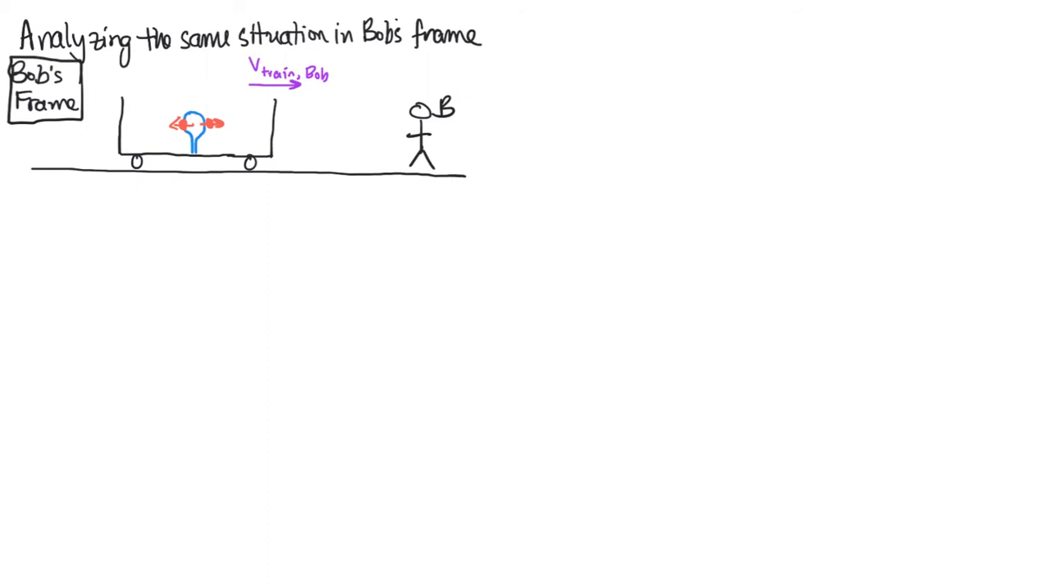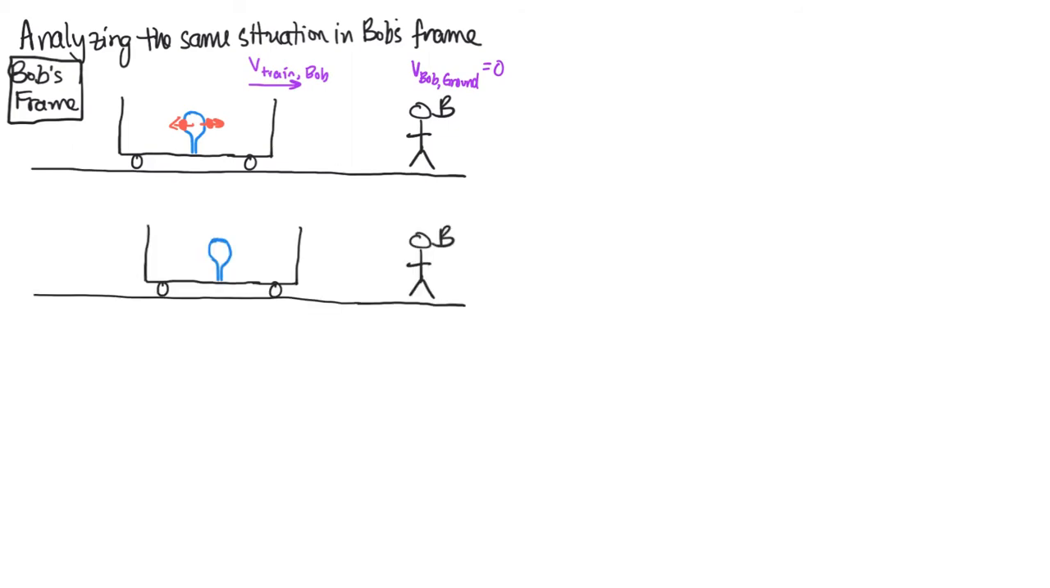But this time, the train is moving, and we've labeled that with a purple arrow that says v train comma Bob, meaning the velocity of the train with respect to Bob is to the right. And we can be very explicit that the velocity of Bob relative to the ground is 0, so he's not moving. So let's see what happens some time later after the train has moved to the right a little bit. Well, the first thing we can see is that Bob hasn't moved. He's in the same place because he's not moving in the frame that we're drawing. He's not moving in his own rest frame.